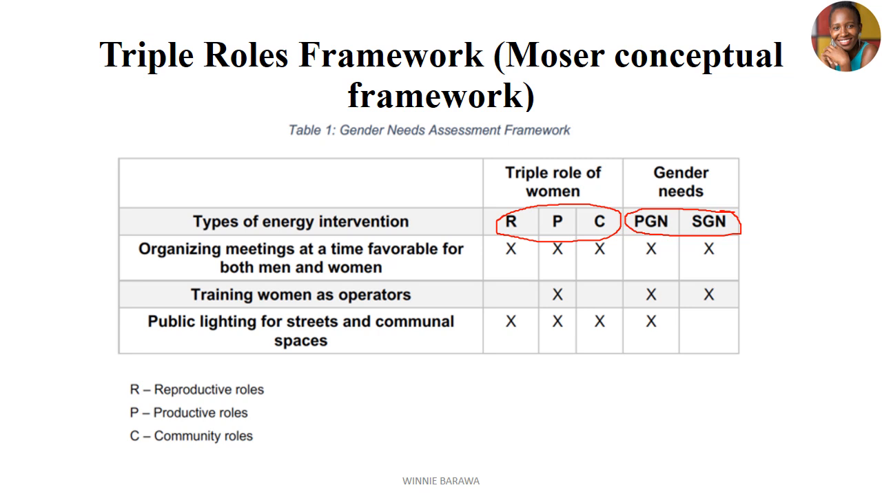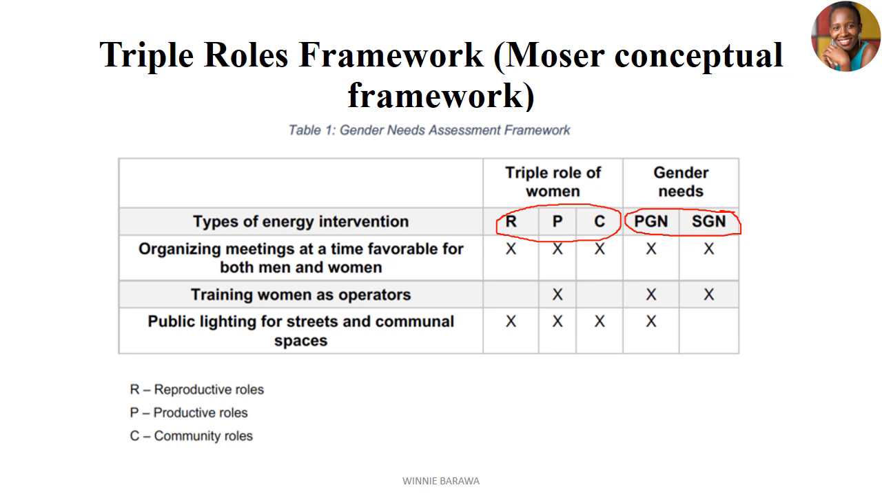So here we have an example of a framework, the gender needs assessment framework. So we've said, number one, the gender roles are in three. So we have the reproductive role, productive role, and the community role. But also we have the needs. So we have the practical needs and the strategic needs. So when you're analyzing these needs and when you're analyzing the roles, you need to appreciate that the gender participation is different, and the needs will also be different.